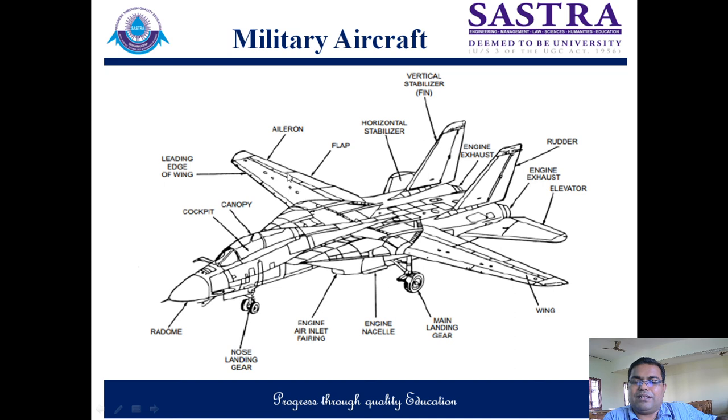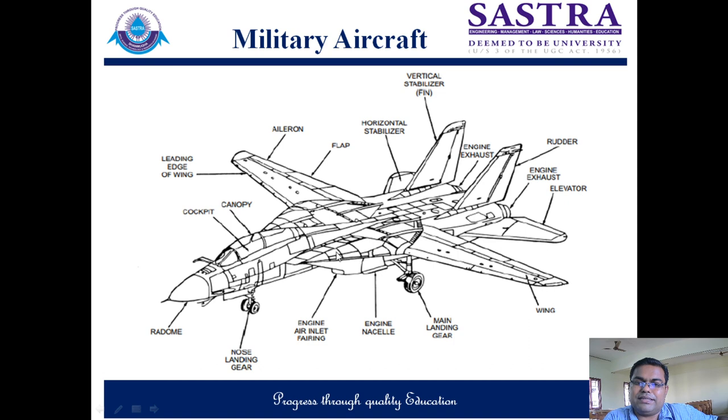The leading edge of the wing is here. This is the complete wing, this is the leading edge, and this is the trailing edge, and the flaps and ailerons are similar to a passenger aircraft. The horizontal stabilizer is here, and the vertical stabilizer is here, and on both of these vertical tails, rudders control the motions. The engine will be situated here, and this is the intake.